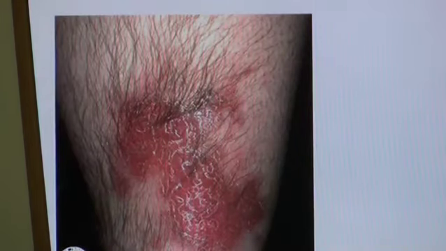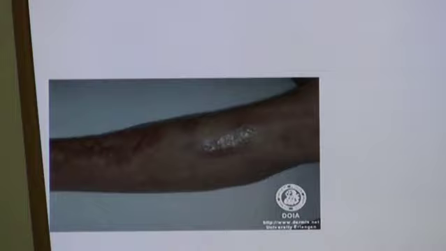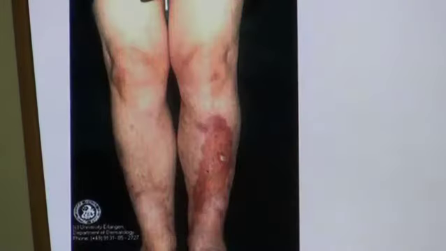I bet you'll tell us about it now. But this is what it looks like. It's usually in the shins. Usually. I'll tell you a little bit more about it after she talks to us about it. Okay?